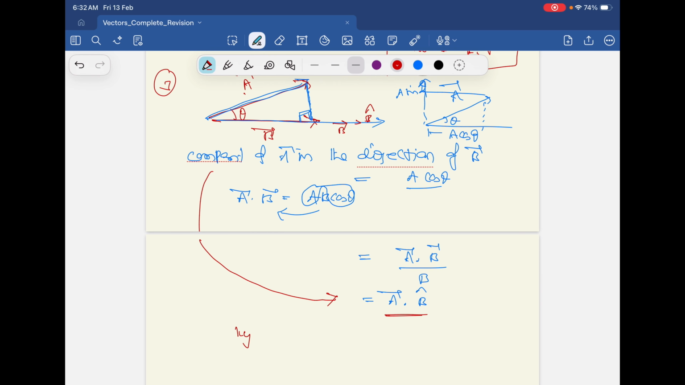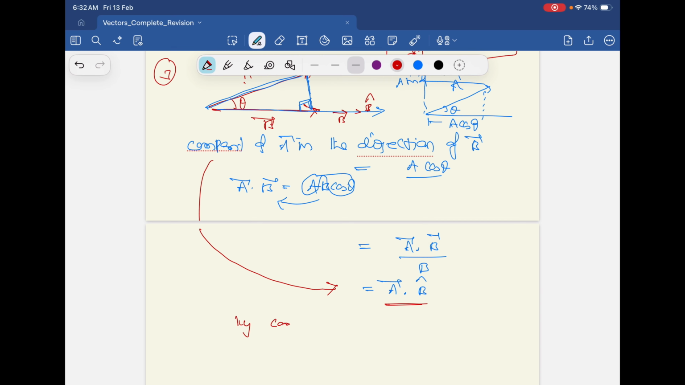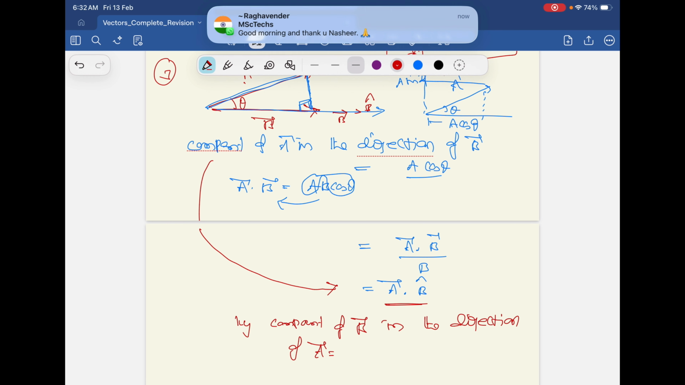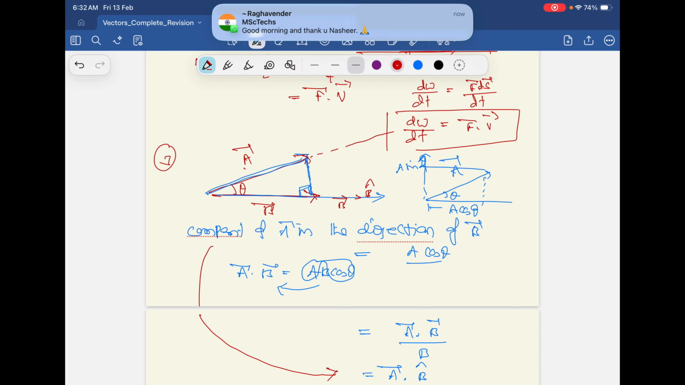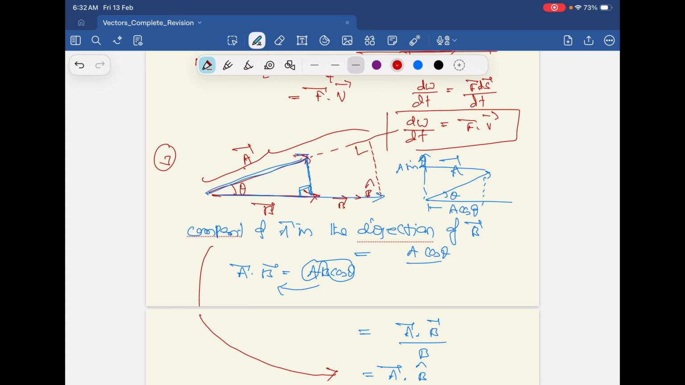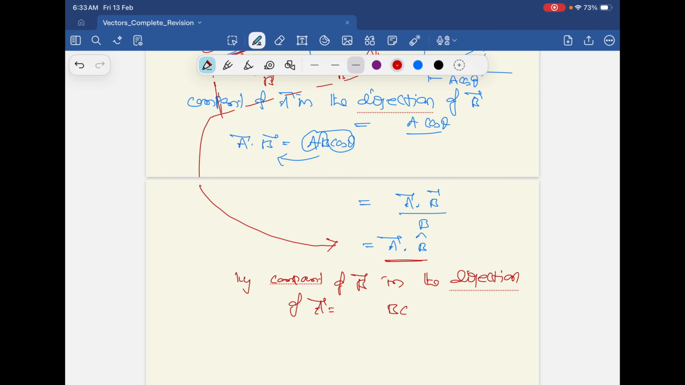Similarly, if I ask the component of b bar in the direction of a bar, yes students, in the direction of a bar, what do you have to do? This is the direction of a, right? Draw a perpendicular from b bar on the direction of a. So this intercepting length is called the component of b in the direction of a. So if this is theta, this becomes what? b cos theta. Draw perpendicular, adjacent becomes cos, perpendicular becomes sine. So this becomes b cos theta.